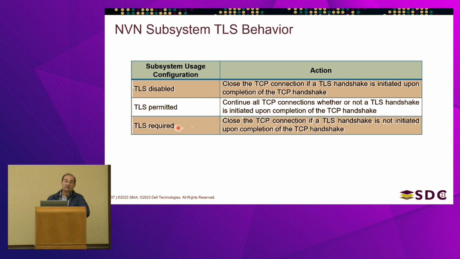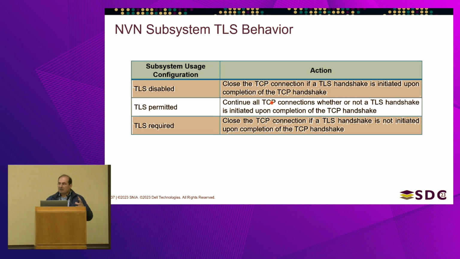If it is required, instead, it will be the opposite behavior. The subsystem will close the TCP connection if the TLS handshake is not initiated upon completion of the TCP handshake. And if TLS is permitted, the subsystem will be kind of liberal. It continues all TCP connections, whether there is a TLS handshake after a TCP handshake or not.